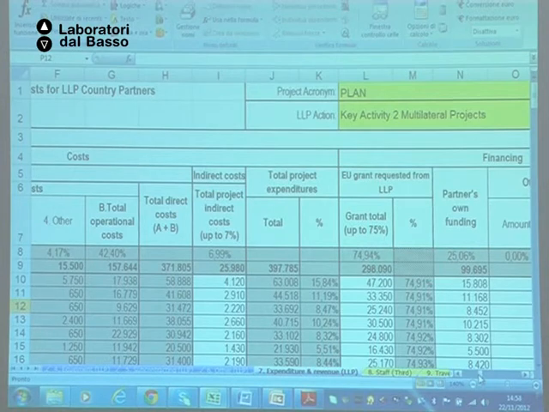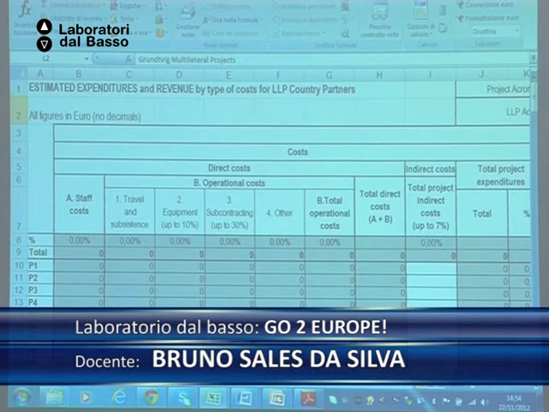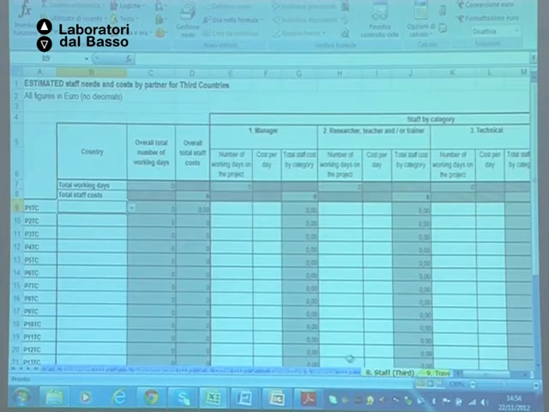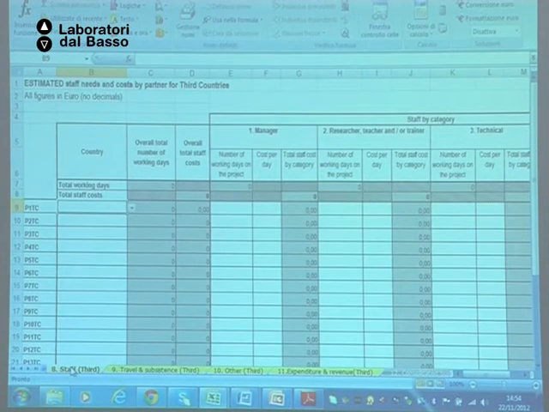I would like to quickly mention the third country's thing, some key points. On the tabs, so you've been working on your 7. Your table 7 is okay. Now you're going to the yellow part of the tabs. The yellow part of the tabs are the tabs of staff, travel and subsistence, other, and expenditure, only for the third country, if you have one. Same rules as the others, but there's always a but.